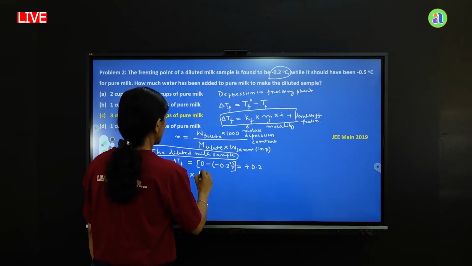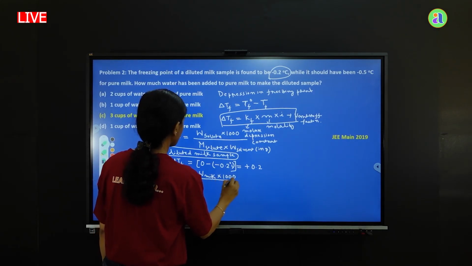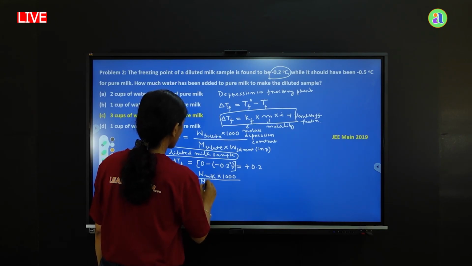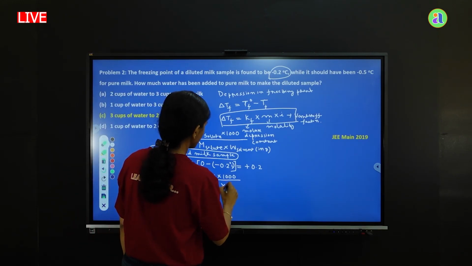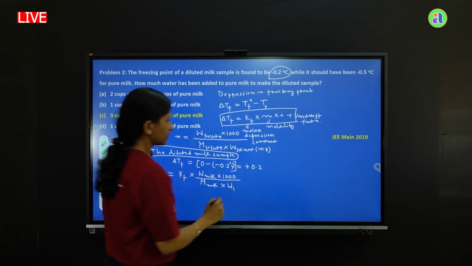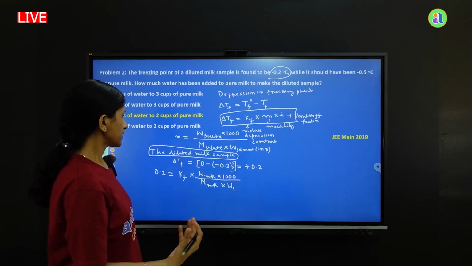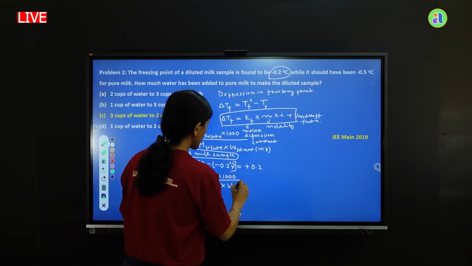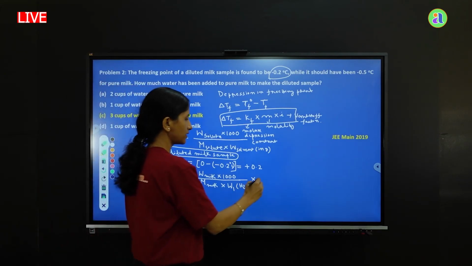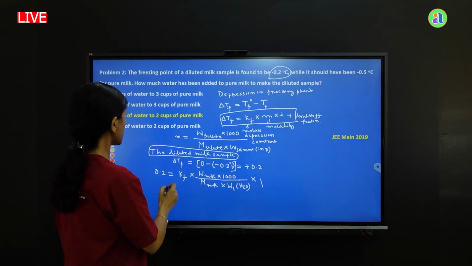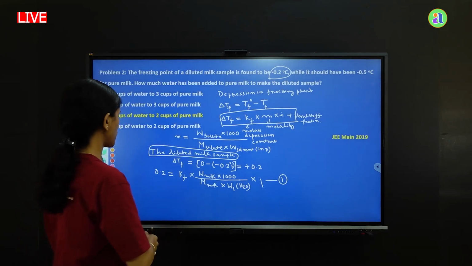W milk times 1000 divided by mass of milk times W1. W1 is the weight of the solvent, that is water, that has been considered for the diluted milk sample. So, W1 water times, we know that the Van 't Hoff factor is 1. Okay. So, you can number this equation as equation 1.